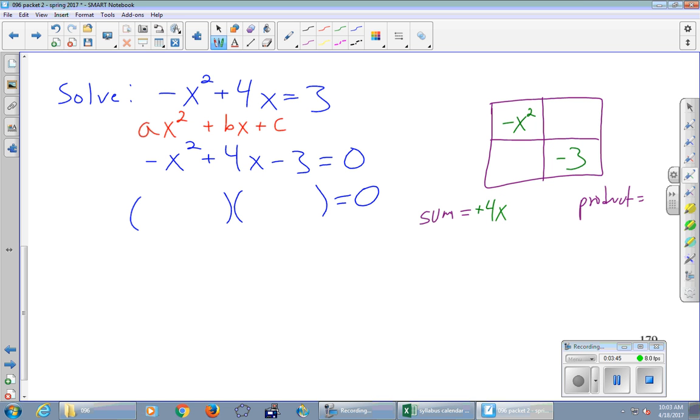And once we've got those things filled in, we get the product by just multiplying those two together. What do you get when you multiply those two? 3x squared. I'm even going to put the plus sign there too, just to highlight it is a positive 3x squared.